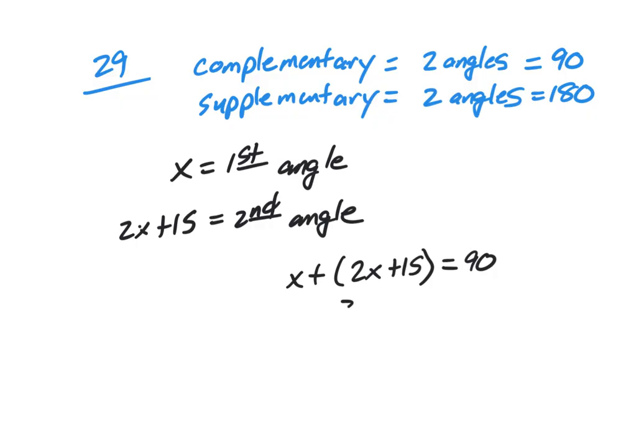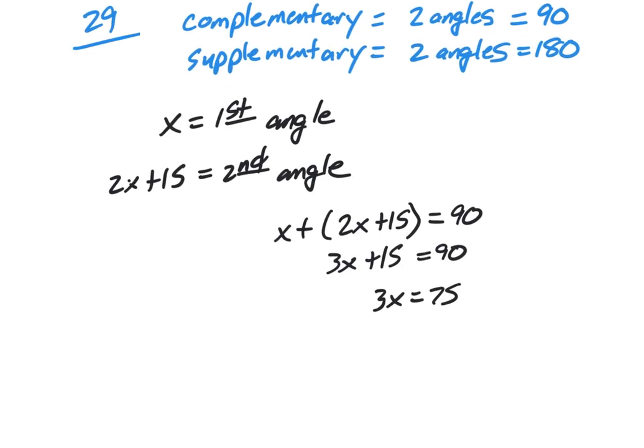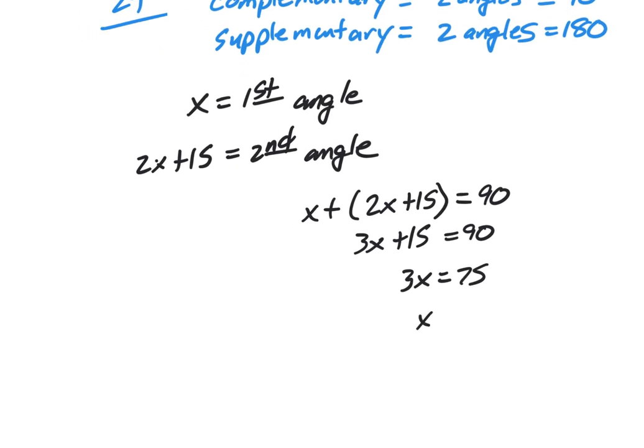X and 2x makes 3x. Subtract 15. And then divide by 3. Okay, the first angle is 25.